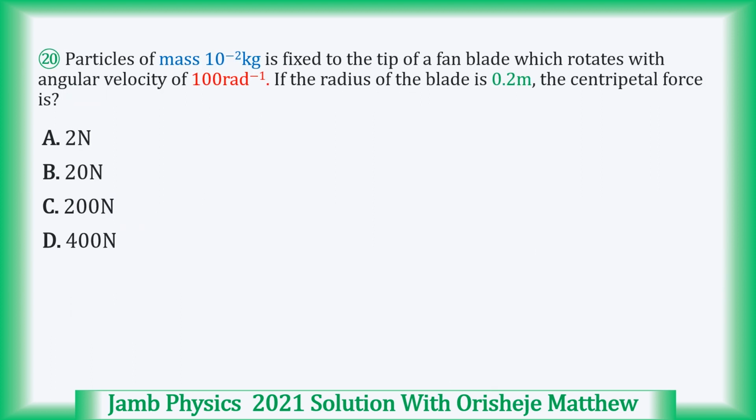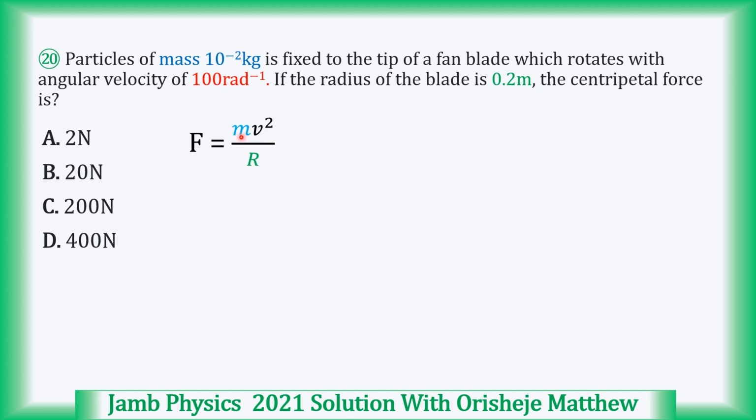Question 20. A particle of mass 10⁻² kg is fixed to the tip of a fan blade which rotates with an angular velocity of 10 radians per second. If the radius of the blade is 0.2 m, what is the centripetal force?